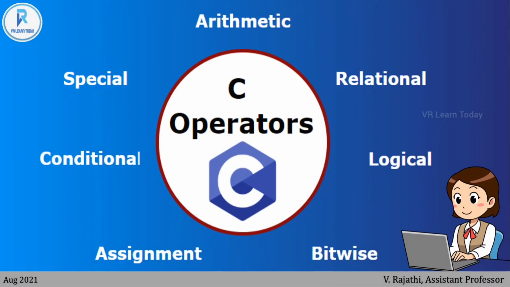So these are the operators available in C. First, arithmetic operator, relational operator, logical operator, bitwise operator, assignment operator, conditional operator, and finally special operator. So let's see them one by one.